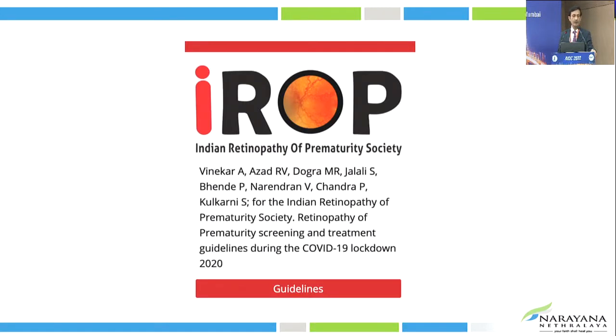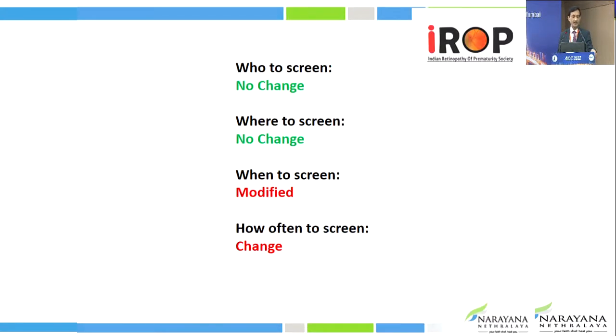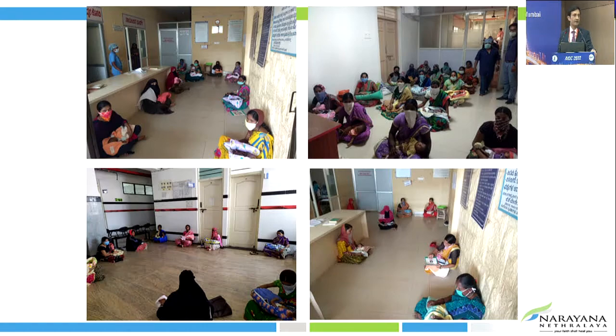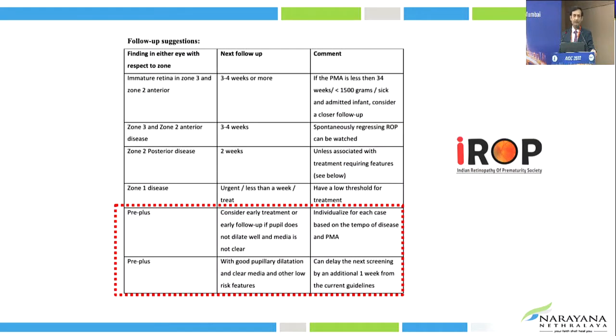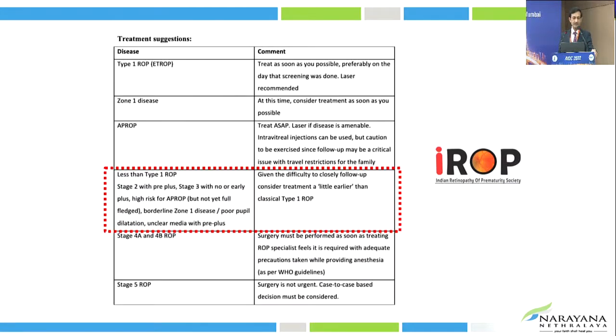I just want to end probably with what we changed during the pandemic. The Indian ROP Society came out with new guidelines. What we didn't change is who and where to screen, but we did modify the patterns of when we can call these babies for follow-up. And I believe that we were one of the few countries that managed to continue ROP screening despite, I'm talking about, the first wave. And I think it's something that we're very, very proud of. In the last week of March 2020, the IROP Society came out with guidelines, which were eventually incorporated into the AIOS guidelines for other diseases as well.